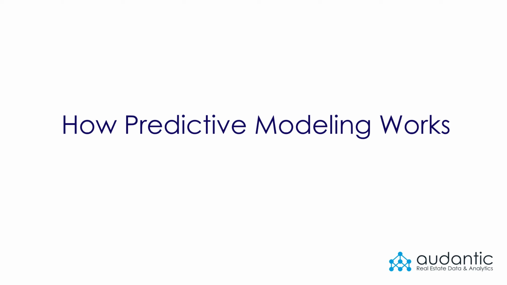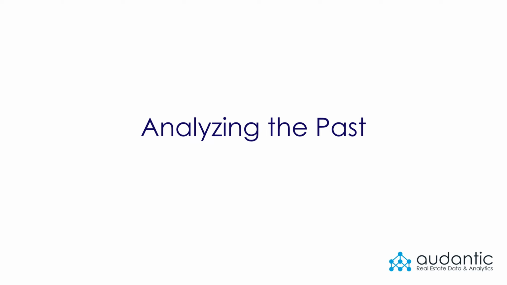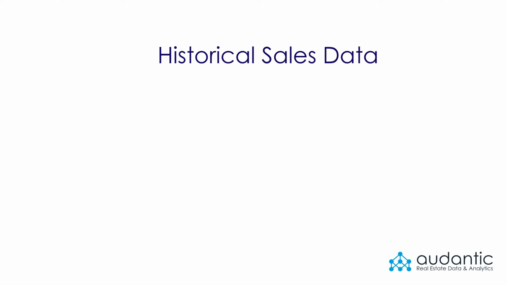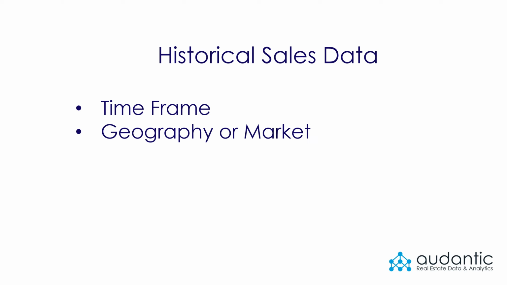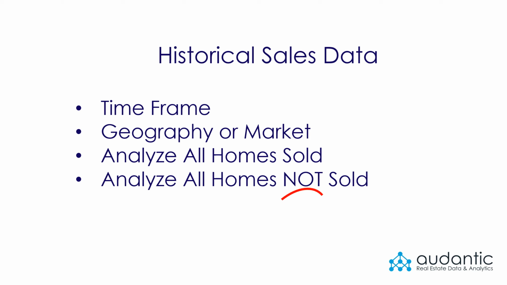All right, so what we're trying to do, I think, as much as anything, is predict the future by analyzing the past, right? And how do we do that? Well, we're going to look at some historical sales data, things like time frame and geography and market. We're going to analyze all the homes that sold and also all the ones that did not sell. That's really important. I think that gets left out a lot.